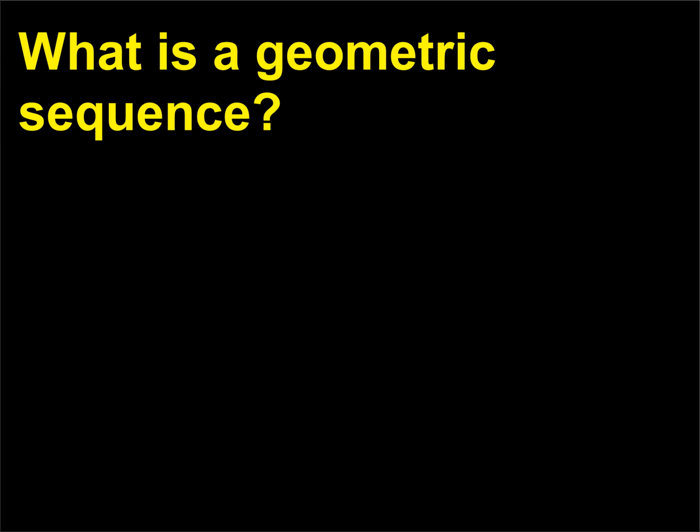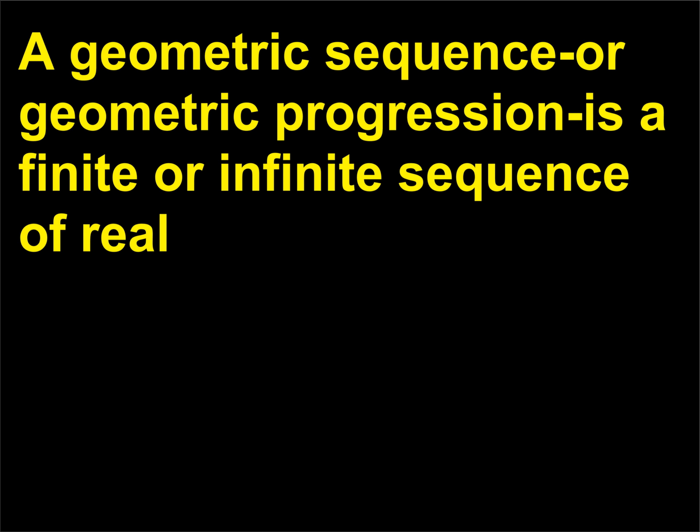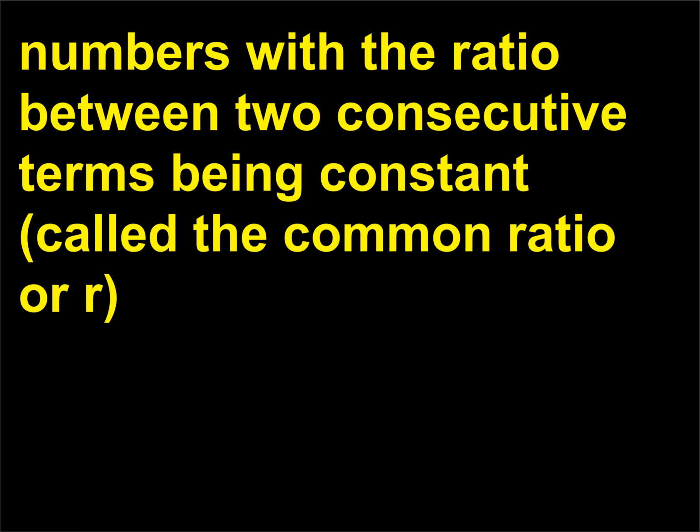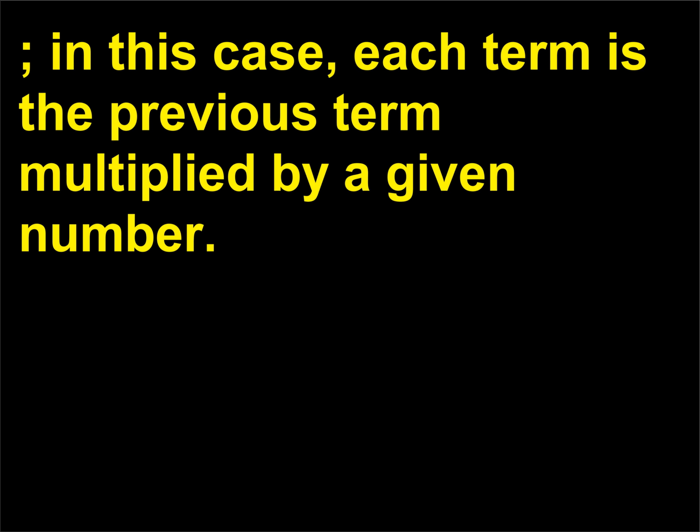What is a geometric sequence? A geometric sequence or geometric progression is a finite or infinite sequence of real numbers with the ratio between two consecutive terms being constant, called the common ratio, or r. In this case, each term is the previous term multiplied by a given number.